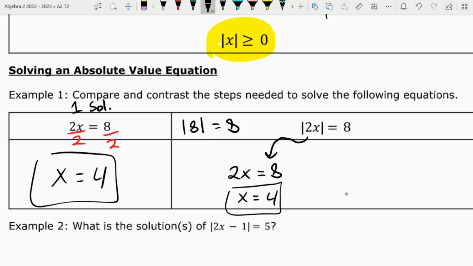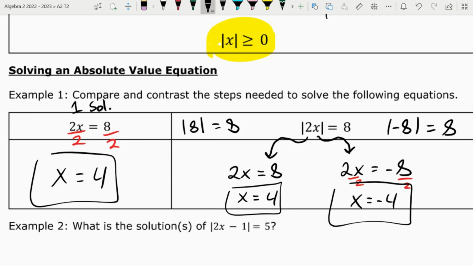However, there's another possibility. If we plug in negative 8 into the absolute value, we will also get 8. So there is a different scenario where 2x is equal to negative 8. Okay, if we solve this equation, divide both sides by 2, we get a different solution. x is equal to negative 4, and we have two solutions this time. Two solutions. So absolute values can have more than one.